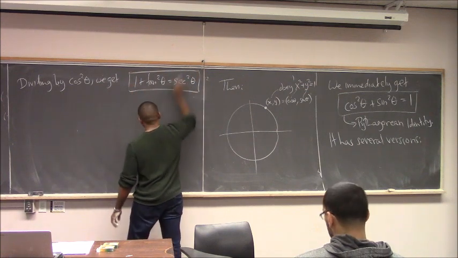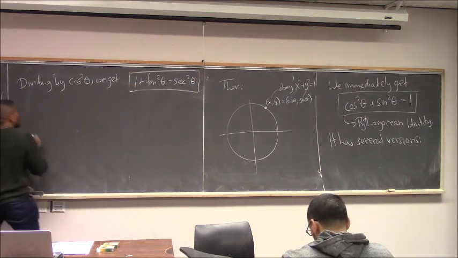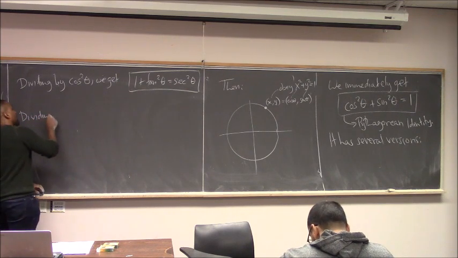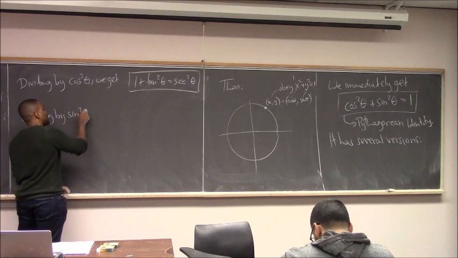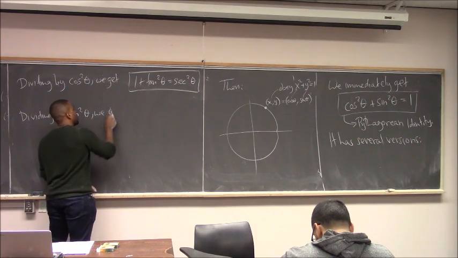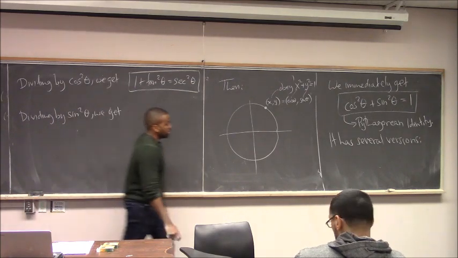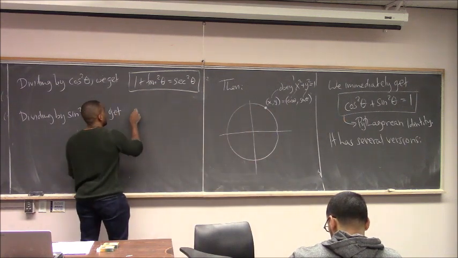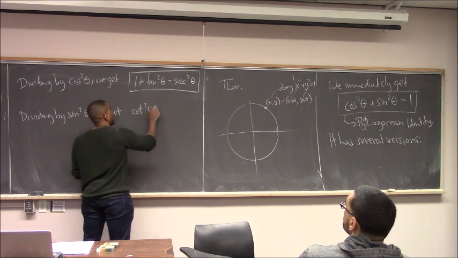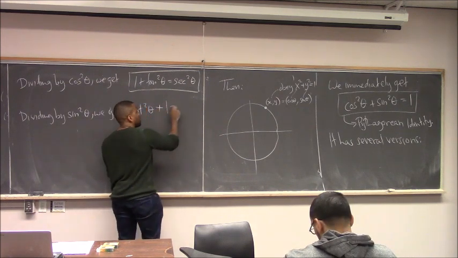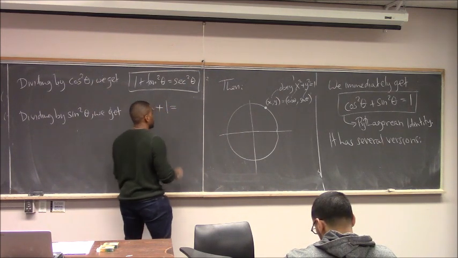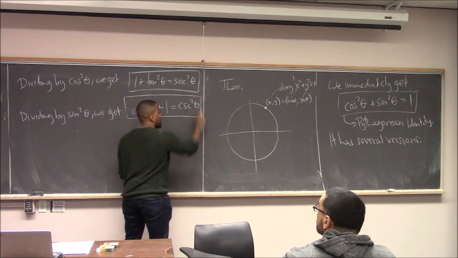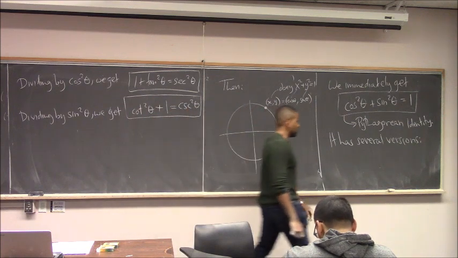Another important equation that you should know how these connect. If I take that equation and I divide by sine squared, we get, well, cosine squared divided by sine squared gives me cotangent squared. Sine squared divided by sine squared is 1, and 1 divided by sine squared would be cosecant squared. So we have these 3 equations. These are called the Pythagorean identities.